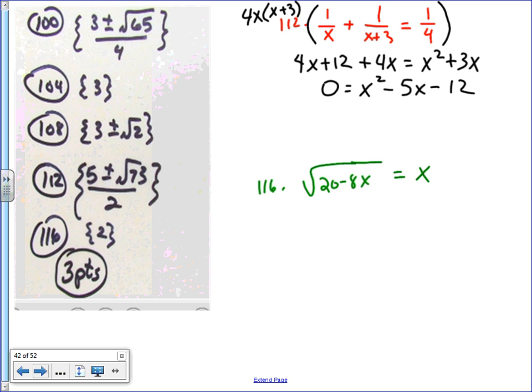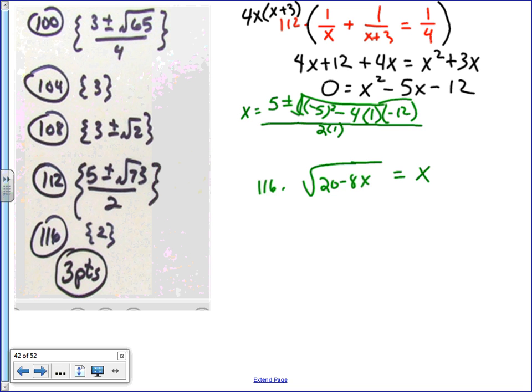No. And this particular problem, the middle term is not an even coefficient, so that means I'm going to use the quadratic formula. So x equals negative b, which would be a positive 5, plus and minus the square root of negative 5 squared minus 4 times a, which is a 1, times c, negative 12, all over 2a. 2 times 1.